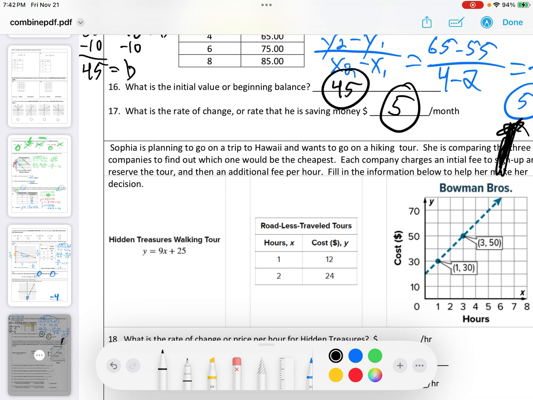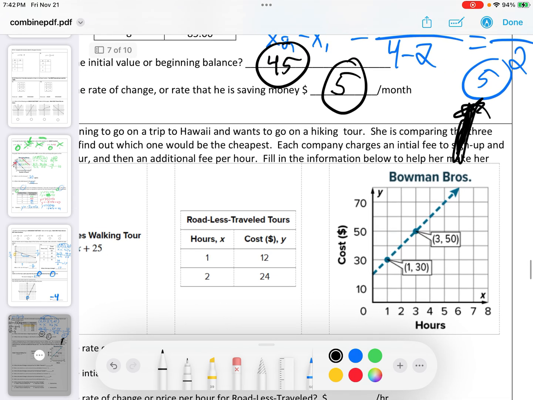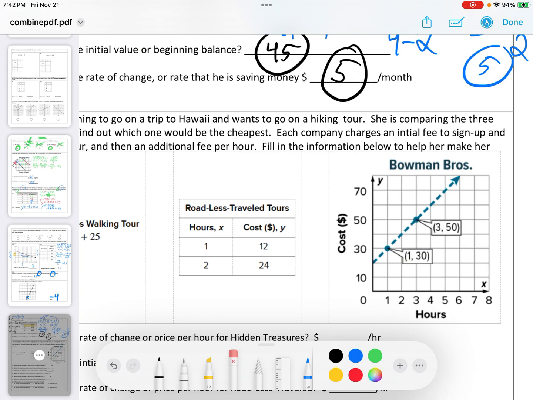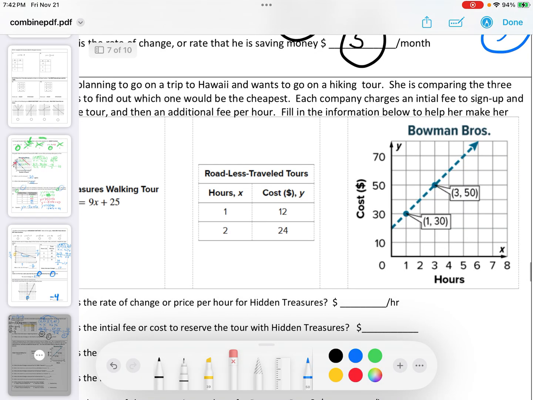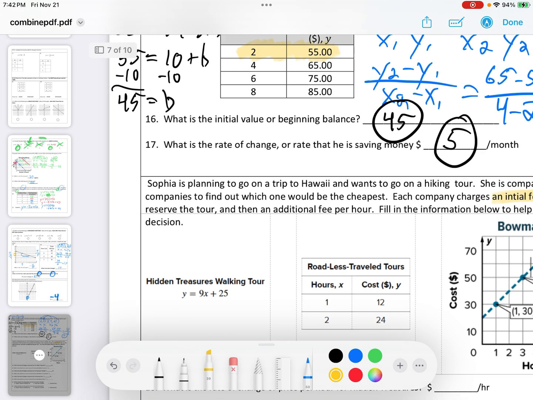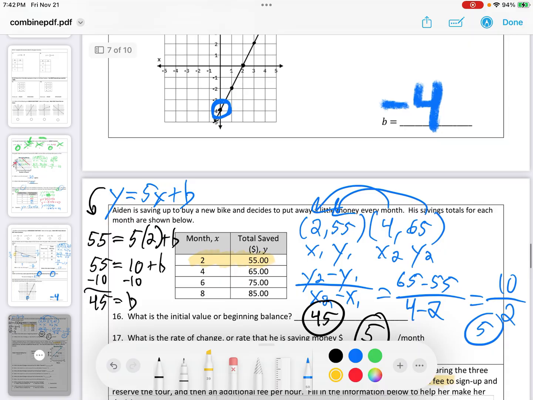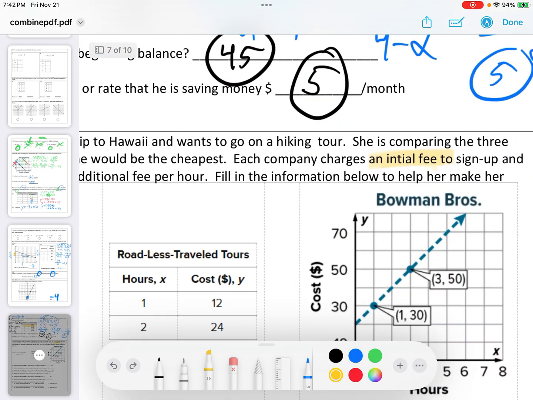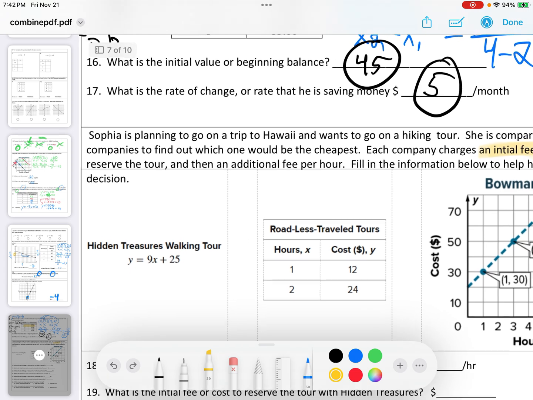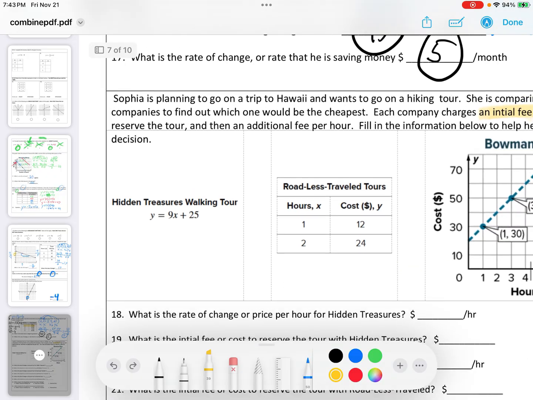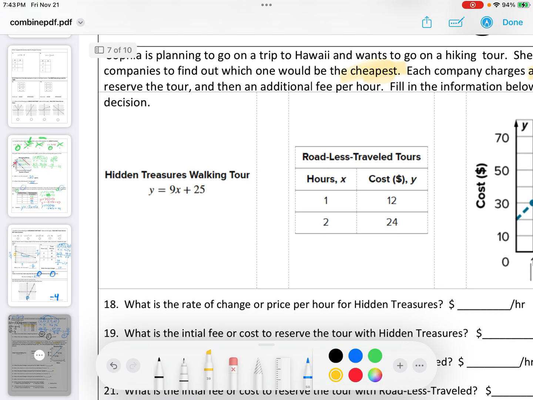Sophia is planning to go on a trip to Hawaii, and wants to go on a hiking tour. She is comparing the 3 companies. Each company charges initial fee. And initial fee is, of course, our y-intercept, right? It's our, what's the other words I want to use except for initial value, of course. I knew it was started with initial fee, initial value. And then additional fee. Okay, fill the information below to help her make her decision. She wants to know which is the cheapest.